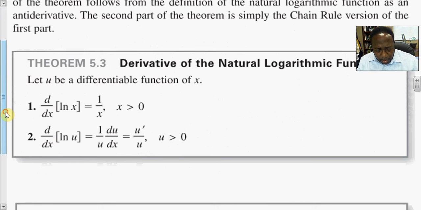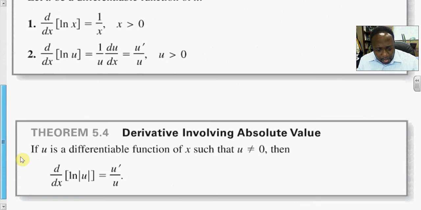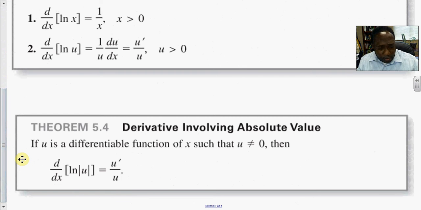So straightforward. In a few seconds, we'll look at some of these and work some of the problems out. If the derivative involves the absolute value, you compute this the same way you would number 2 up here. Here, u is positive, so we're getting the same argument. Similarly, the derivative with respect to x of the natural log of the absolute value of u is the same thing, u prime divided by u.